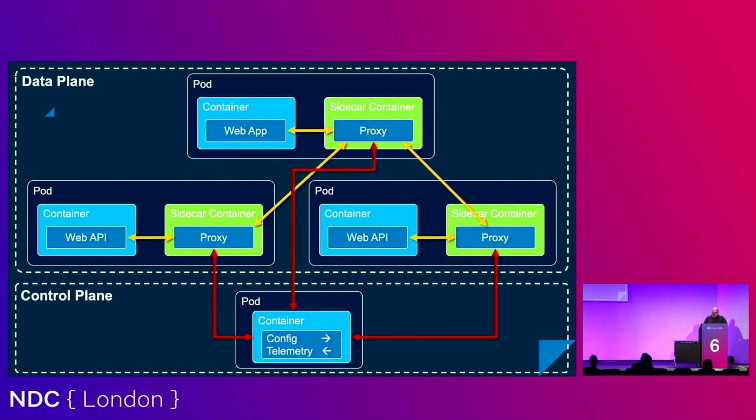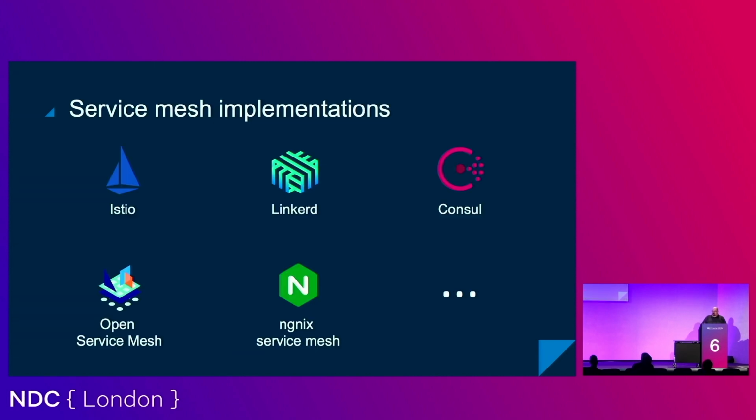We will see this later on how this works in the sample application. So as I said before, there are several implementations of service meshes. Istio is one of the more popular ones. It's used heavily out there, but also Linkerd, Consul, Open Service Mesh, and Nginx Service Mesh. You also see lots of companies offering a service mesh nowadays. And most of them are open source. Sometimes they're not, but you have to look into that.